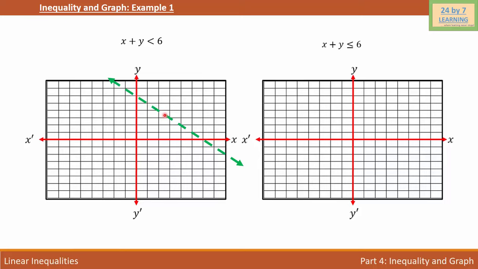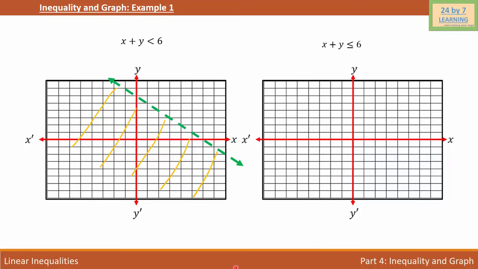What we need to do, we need to consider all the values that is less than this line, which is basically the area under this line, which simply means we are considering this part of the graph, and we are not considering any value on this line because the inequality is just less than 6.